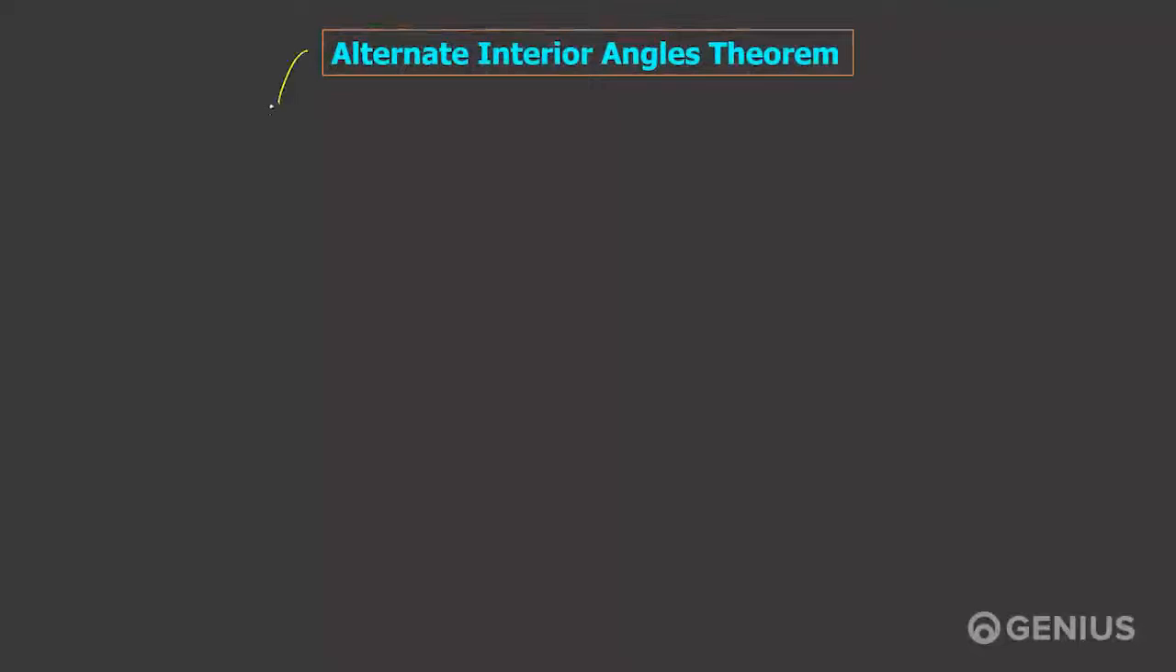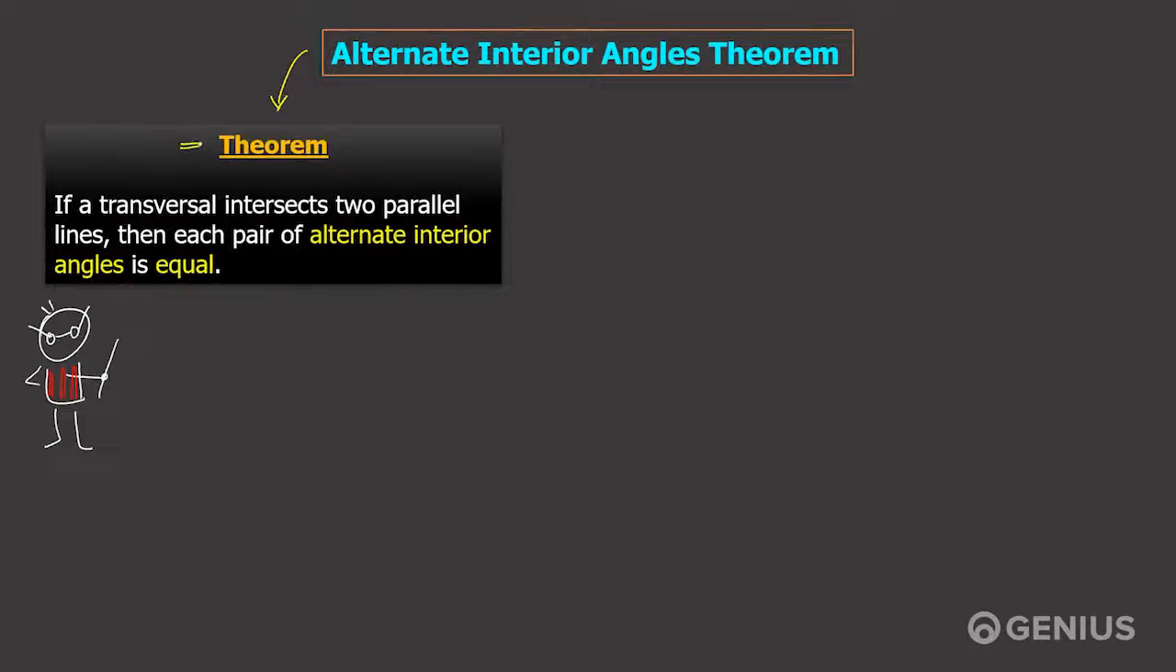अब moving on, let us look at an interesting theorem. अब ये वाली theorem जो है state करती है that if a transversal intersects two parallel lines, then each pair of alternate interior angles is equal. तो सबसे पहले let us try to understand what this theorem is trying to say. ठीक है, तो पहला part of the theorem says a transversal is intersecting two parallel lines.